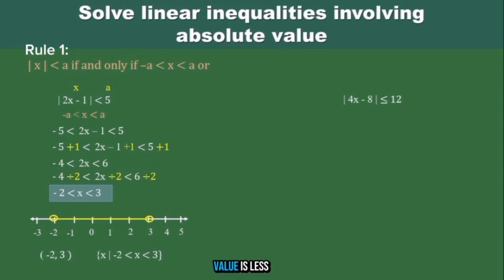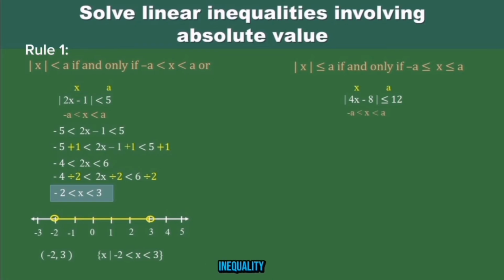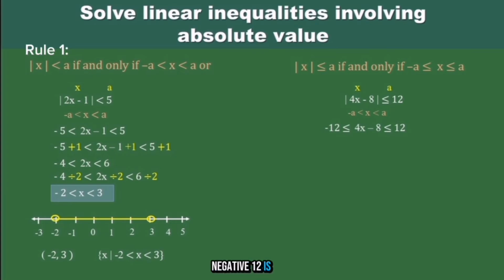Because the absolute value is less than or equal to a number, we use rule number 2. The absolute value of x is less than or equal to a means negative a is less than or equal to x is less than or equal to a. Then, rewrite as a single inequality. Again, this rule tells us to rewrite our problem as a three-part inequality. We have negative 12 is less than or equal to 4x minus 8 is less than or equal to 12. And then solve.